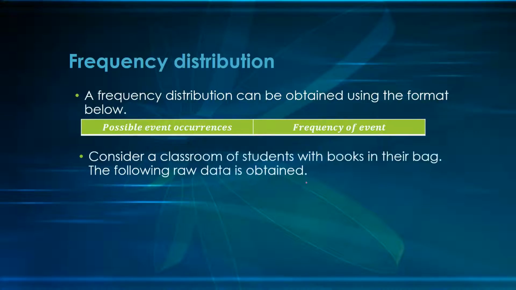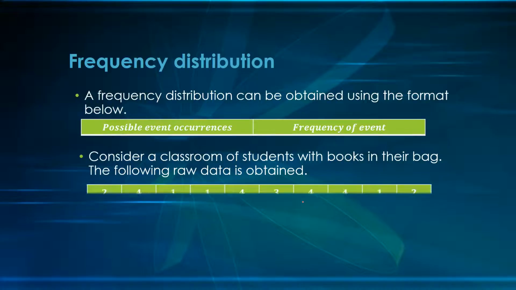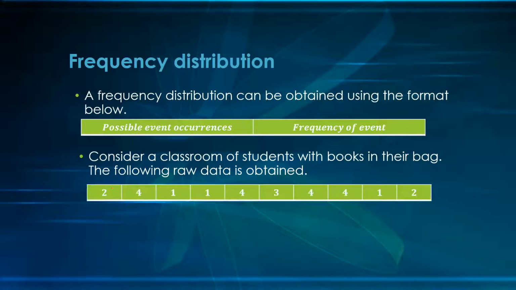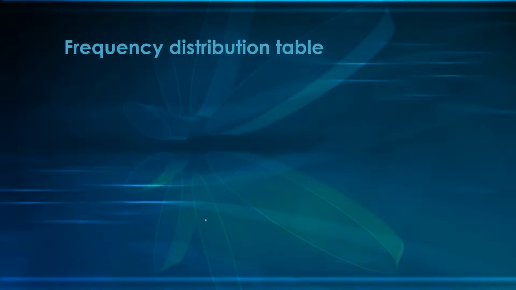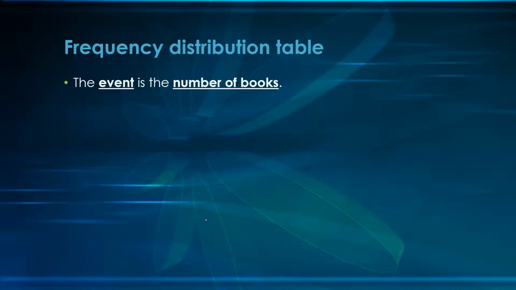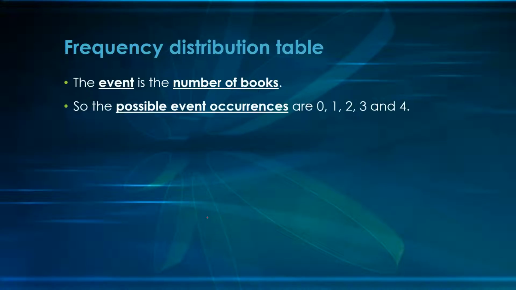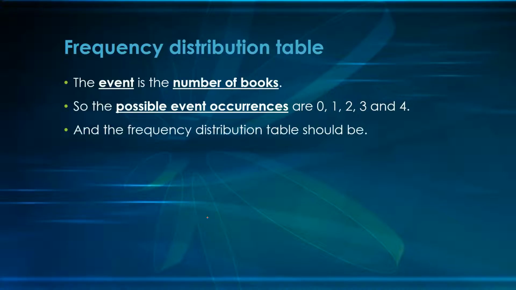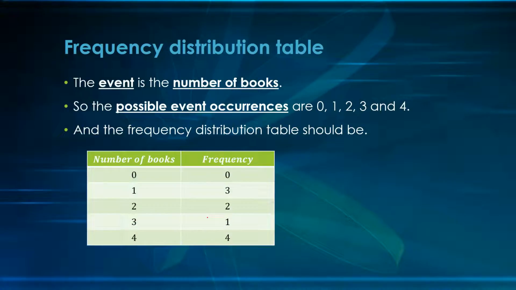Let's consider a situation where we are numbering the amount of books brought by students from a class. A small section of the class may produce results like this. One student may bring 2, another 4, another 1, and so on and so on. This is considered to be raw data. I can now take this raw data and make a frequency distribution table by remembering that the event in this case is the number of books, and the possible event occurrences are 0, 1, 2, 3, and 4. From there, I can get a frequency distribution table that looks like this.